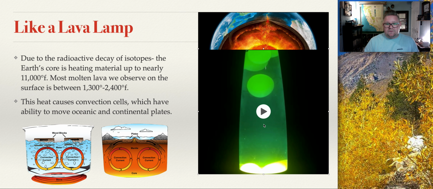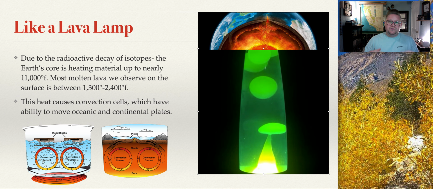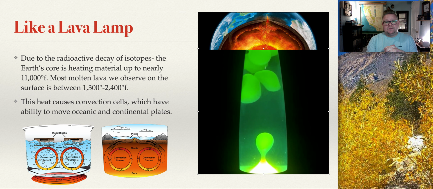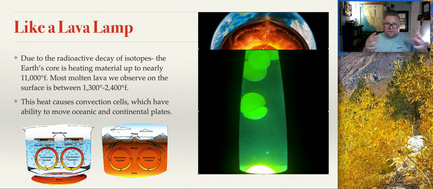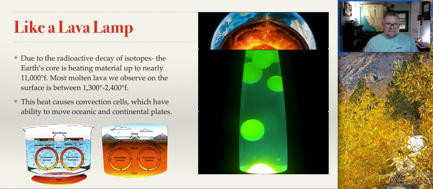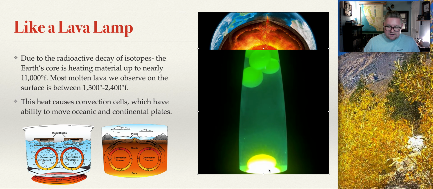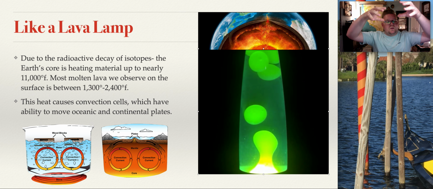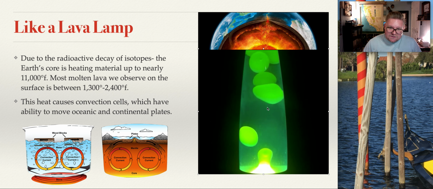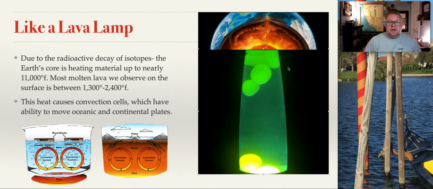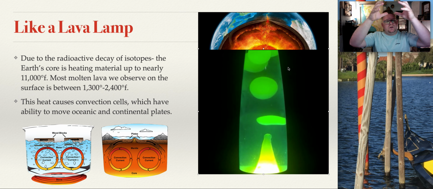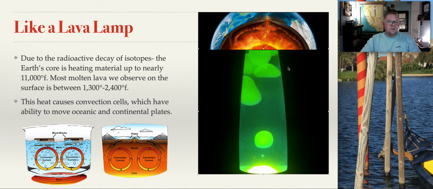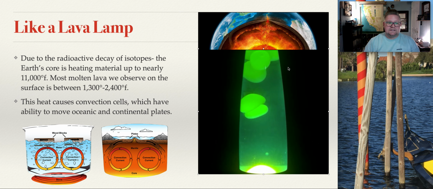So I picked this idea like a lava lamp. Due to the radioactive decay of isotopes at the Earth's core, you have heat being given off. Anytime there's energy involved, the resulting piece will be heat. In this case, the center of the lava lamp is a light bulb. The wax is being heated up. As it absorbs the heat, it expands and starts to float to the top. As it gets farther away from the heat source, at the top it starts to cool down, shrink and condense, and sink back down. So you create these convective currents.